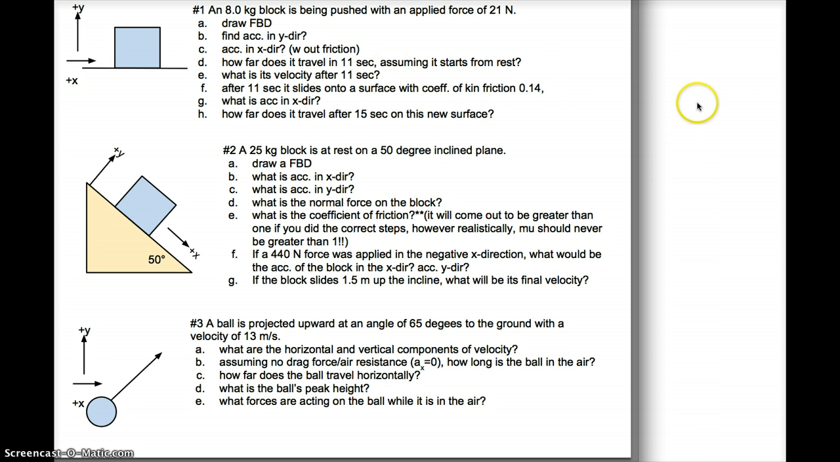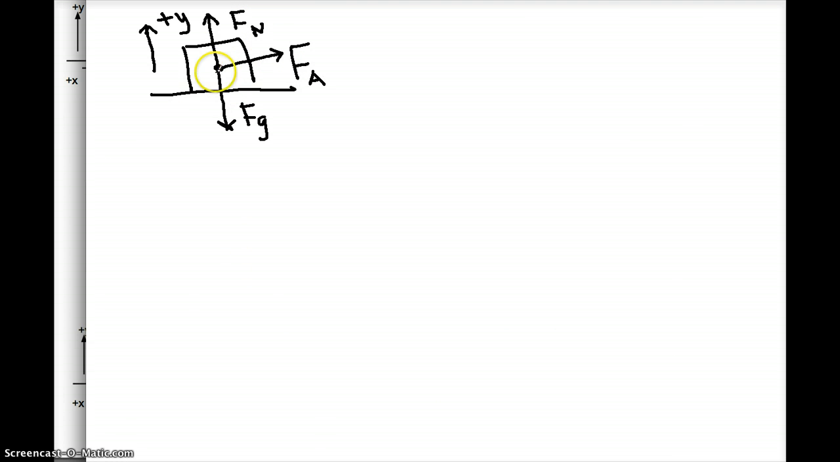However, if friction were explicitly mentioned in that first part, then I would add a force of friction that's smaller than this applied force, going in the opposite direction. This applied force is going to cause the block to move, and friction is a force that opposes motion, so the friction force would be going that way.